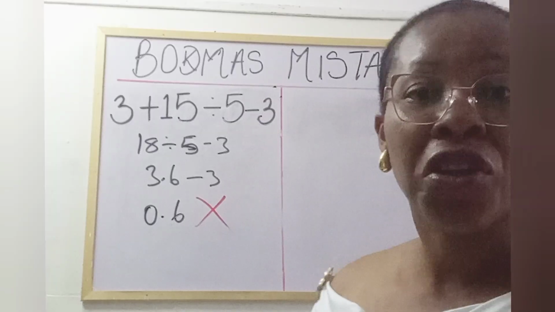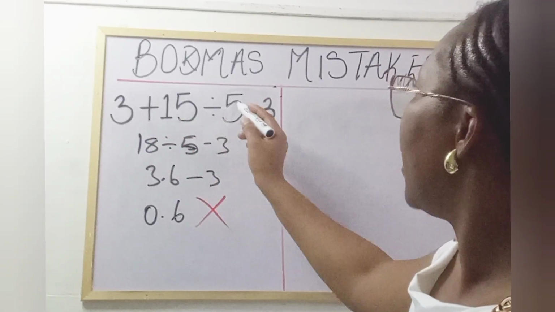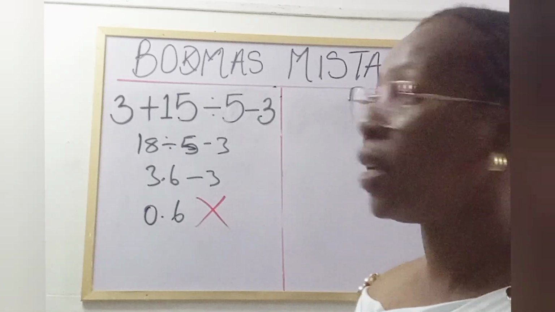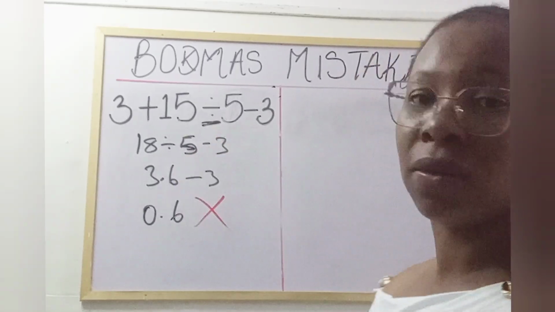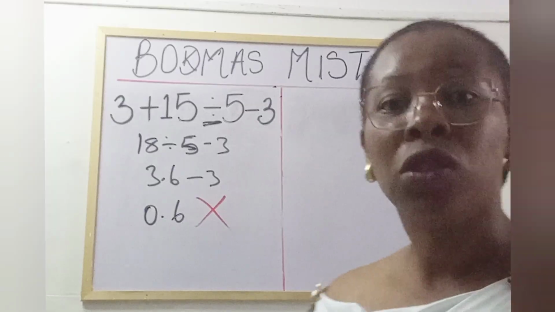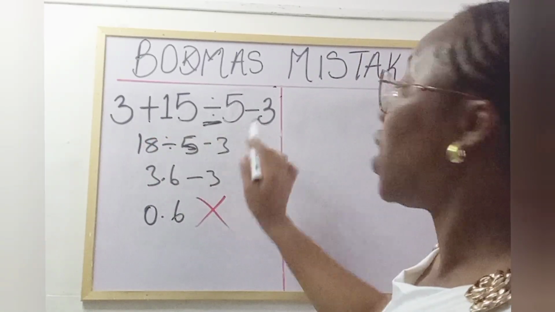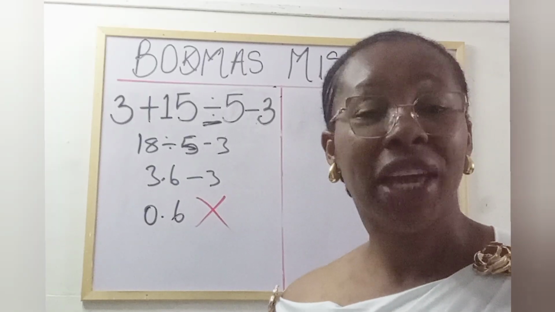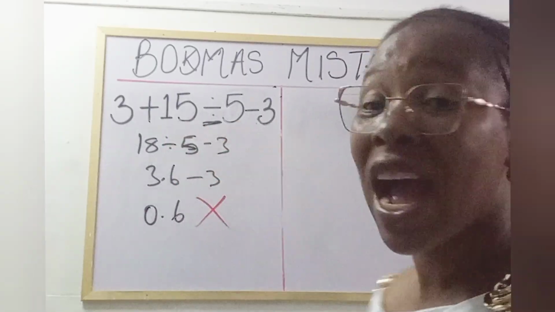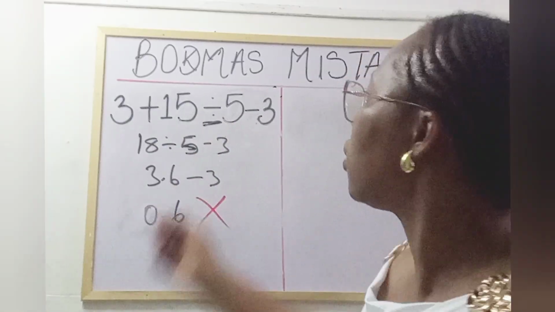So, following your BODMAS rule, 3 plus 15 divided by 5 minus 3. You have to first of all do the division. Once you do the division, addition and subtraction have equal priority. Okay? Addition and subtraction have equal priority. But first of all, you have to do the division.